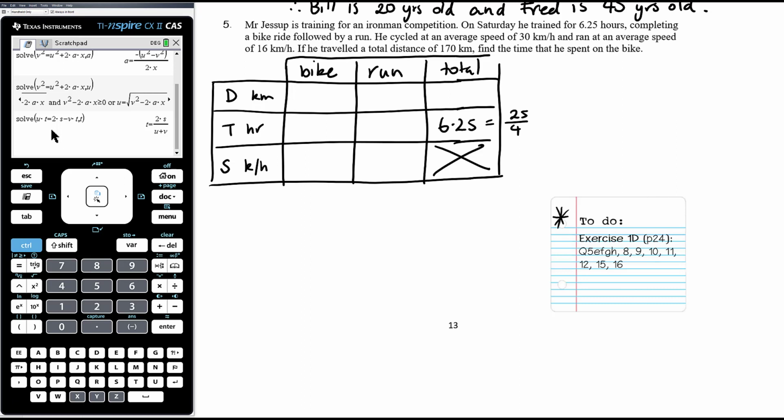There's nothing wrong with 6.25, just sometimes it might be easier to work with the fraction. You don't need to worry about that. When you build your equation, maybe you think about changing it then.